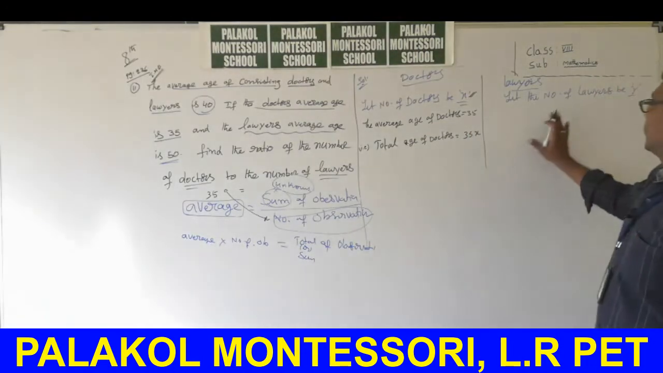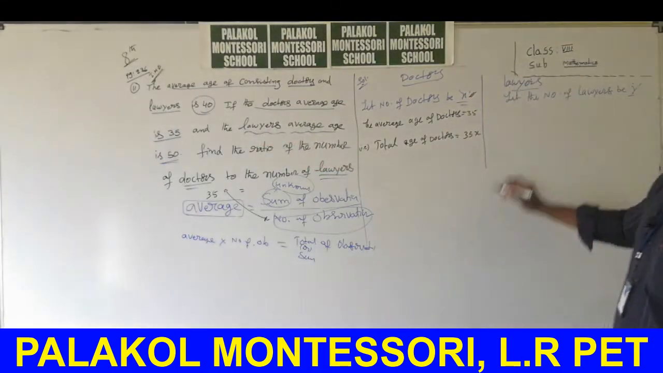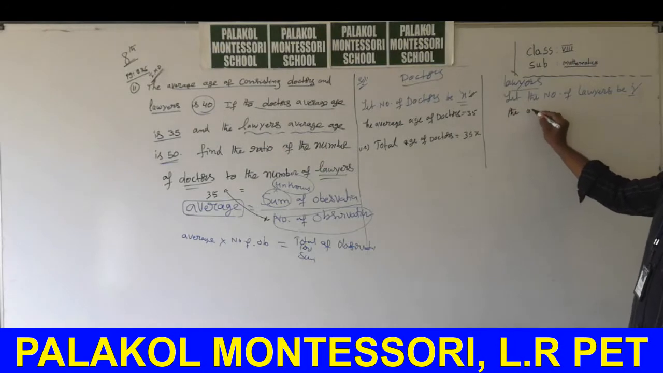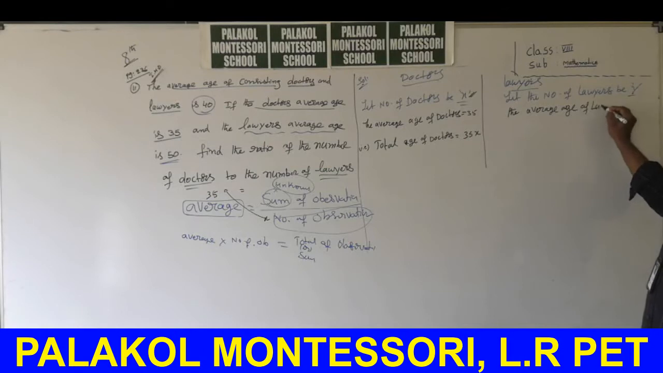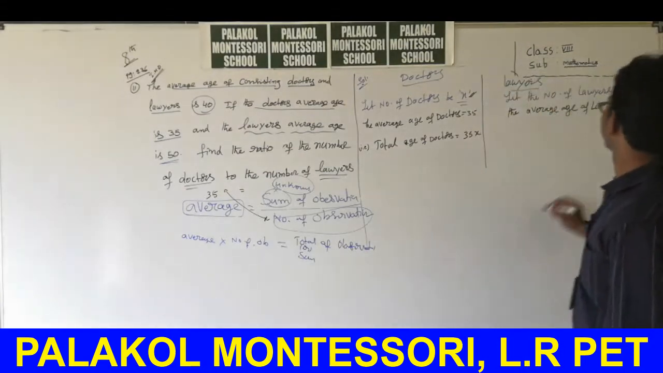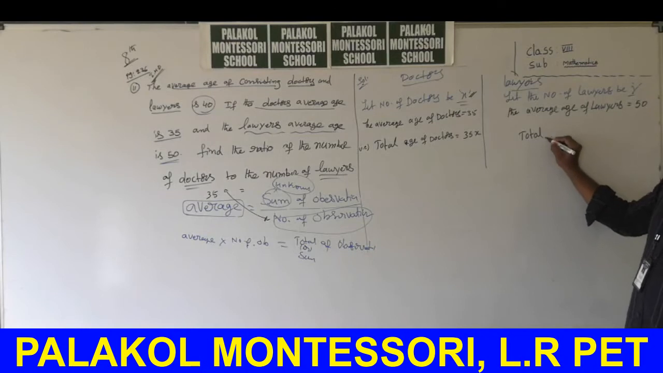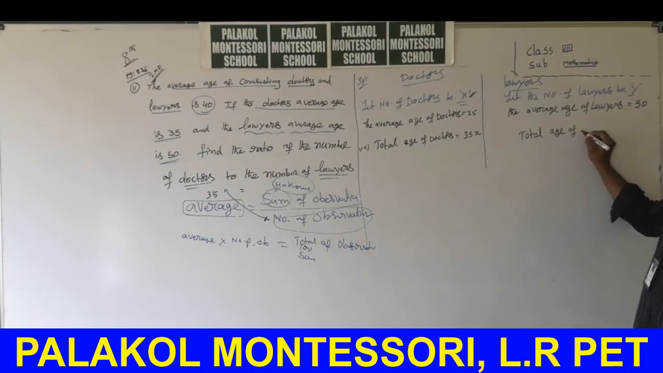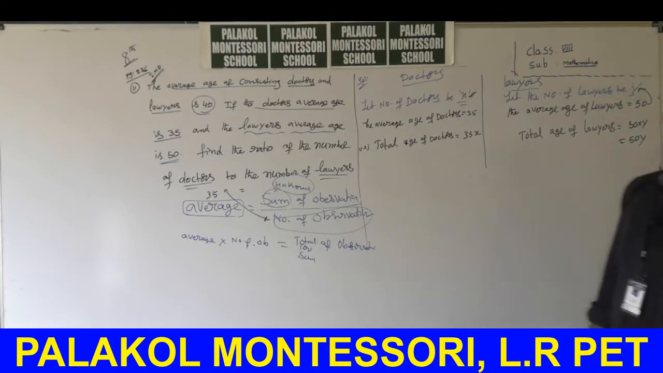The same applies here. Already given, see guys, the average age of lawyers is equal to how much? 50. Now I want the total age of lawyers. How to get it? This 50 multiplied with y. So, 50y. Is it clear?